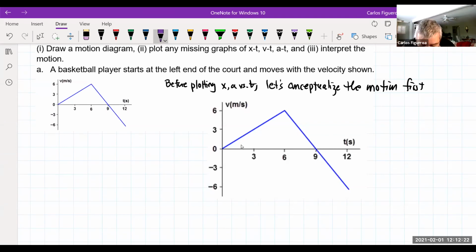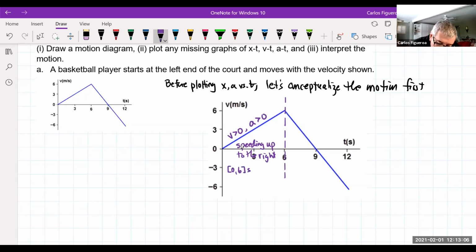If I look from 0 to 6 seconds, so I'm talking about an interval right here, the fact that I have a positive slope must mean that I have acceleration that's positive along this line. So I know that in this region, I must be speeding up. Speeding up where? To the right. So in other words, from 0 to 6 seconds, I'm speeding up.